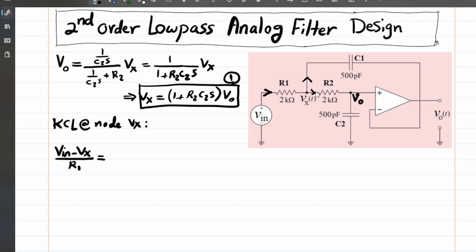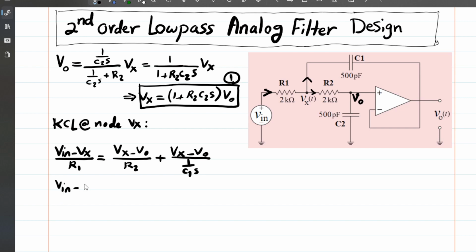The good thing about this current is I can just say it's (Vx minus Vo) divided by R2, or it's Vx divided by the sum of these two series impedances. So I can just say (Vx minus Vout) divided by R2, plus this current, which is (Vx minus Vout) divided by 1 over C1s.